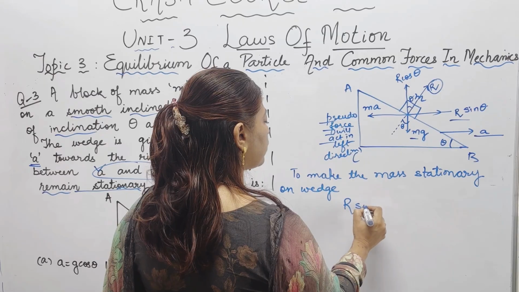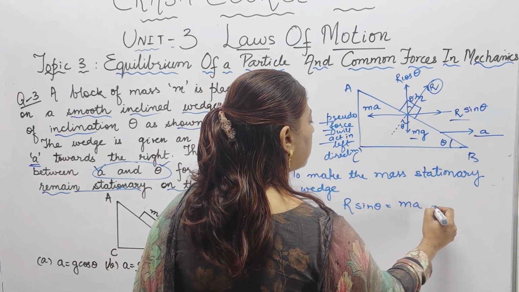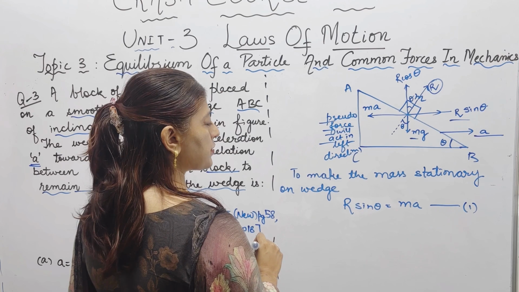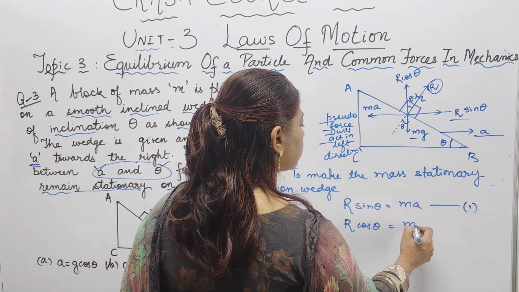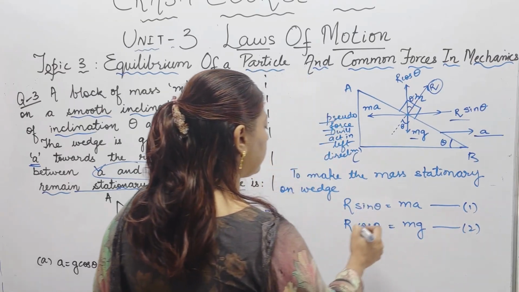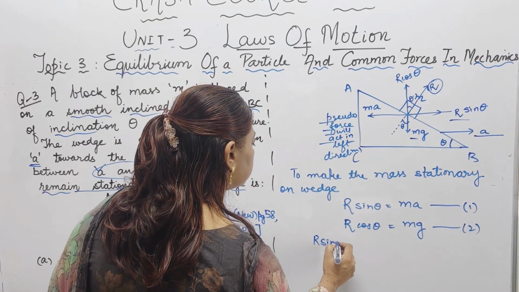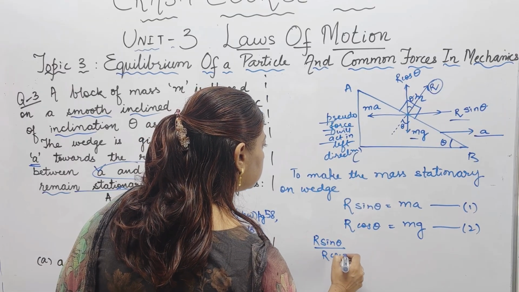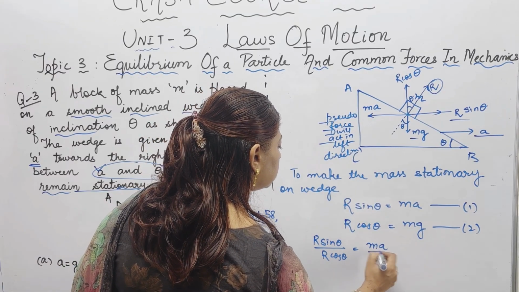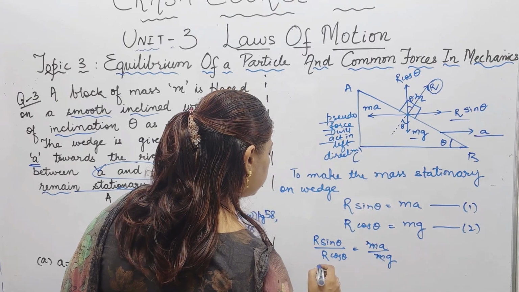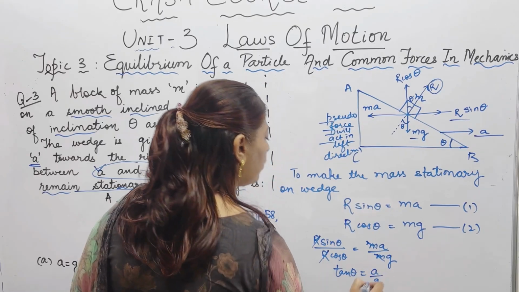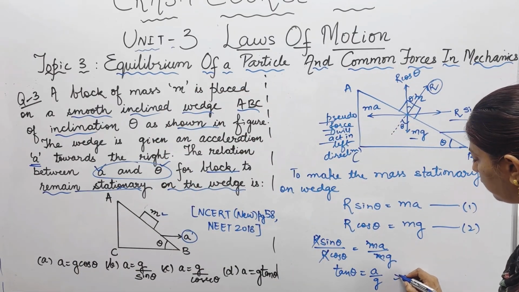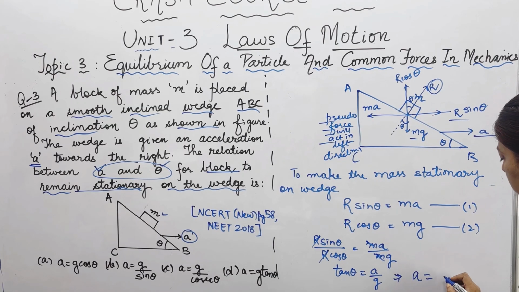R sin theta should be equal to the pseudo force ma, and R cos theta should balance mg. On dividing the two of them, tan theta is equal to a by g, or we get acceleration is equal to g tan theta.